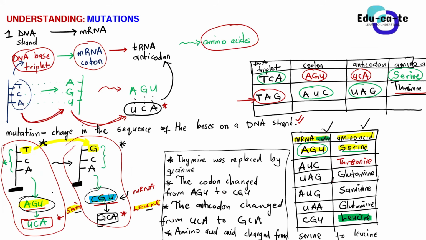That is why when I explained this at first, I told you that this TCA here is actually coding for the amino acid serine. Or you can say that the codon AGU is coding for the amino acid serine. It is still correct. Or you can say that the anticodon UCA in this table is also coding for the same amino acid serine.